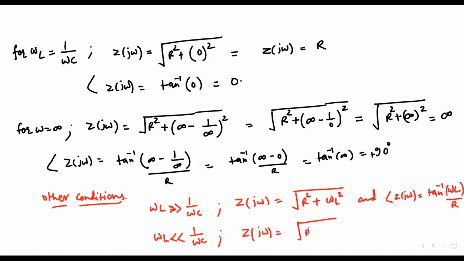would be square root of R square plus minus 1 by omega C whole square. So we can say that we have this, and the angle of Z of j omega would be tan inverse of minus 1 over omega C divided by R. So that's how we see these things take place for the impedance plot. Let's say this is case 1 and this is case 2.